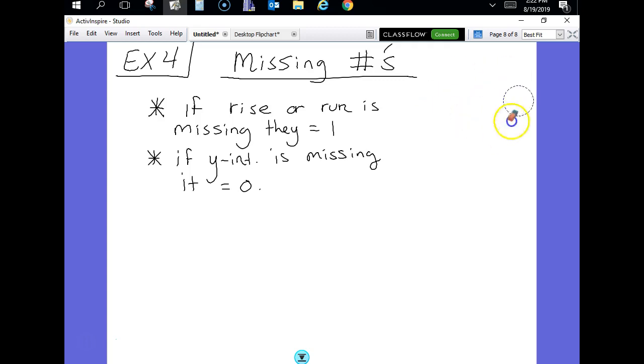So let's go ahead and practice rewriting some of these a little bit. We're not going to actually graph them. We're just going to rewrite them. So find the missing number.